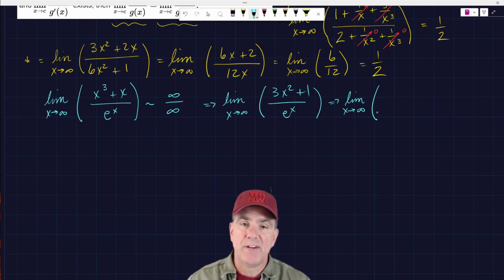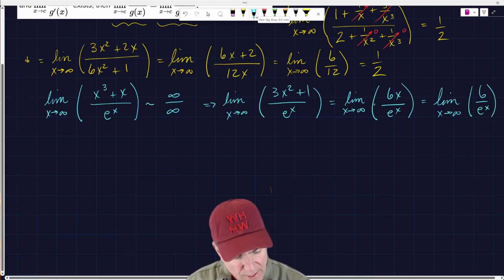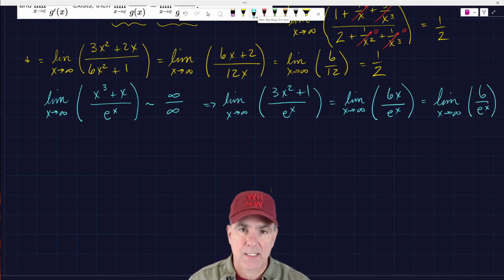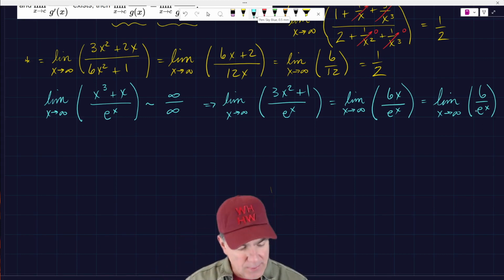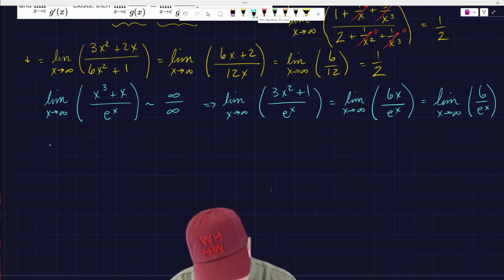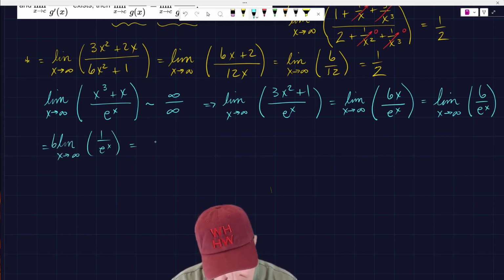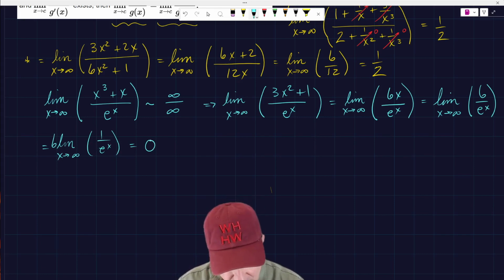And I'm going to have to take the derivative 2 more times, so let me just do this quickly. So I've taken the derivative of the numerator 2 more times. Derivative of 3x squared plus 1 is 6x. Derivative of 6x is 6. Now I have something where I don't have infinity over infinity when I'm taking this limit. So this limit is equal to the limit, I'm going to pull the 6 out in front, as x goes to infinity of 1 over e to the x, and that limit is going to 0. So 0 times 6 is going to give me 0.